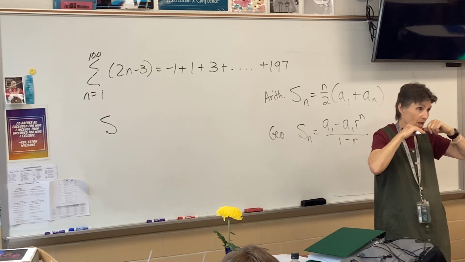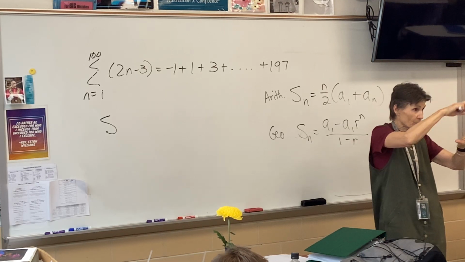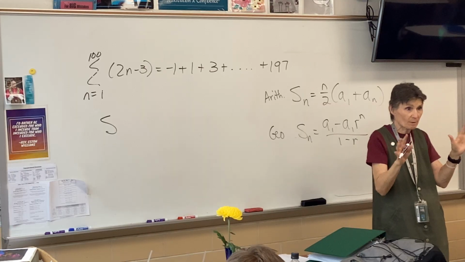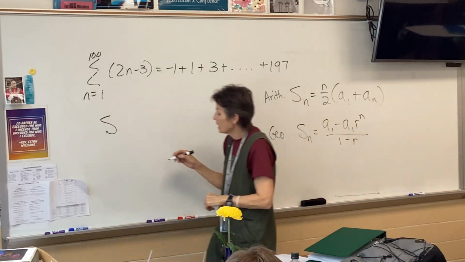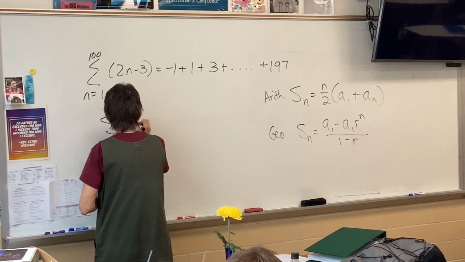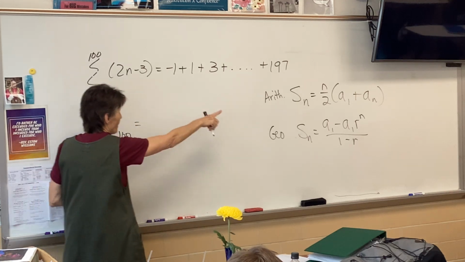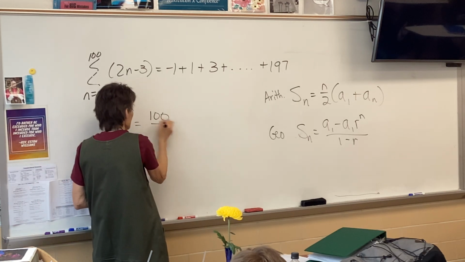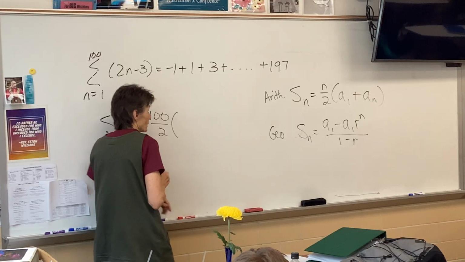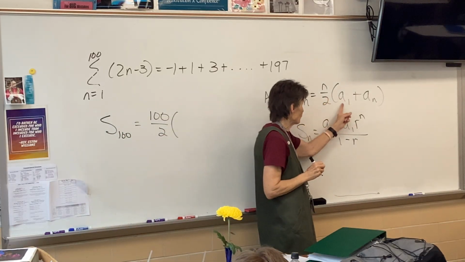100. That's 100. Count on your hands. 1, 2, 3, 4, 5, all the way to 100. That's going to be 100. So there are 100 terms. So my formula says 100 over 2. What does this stand for?